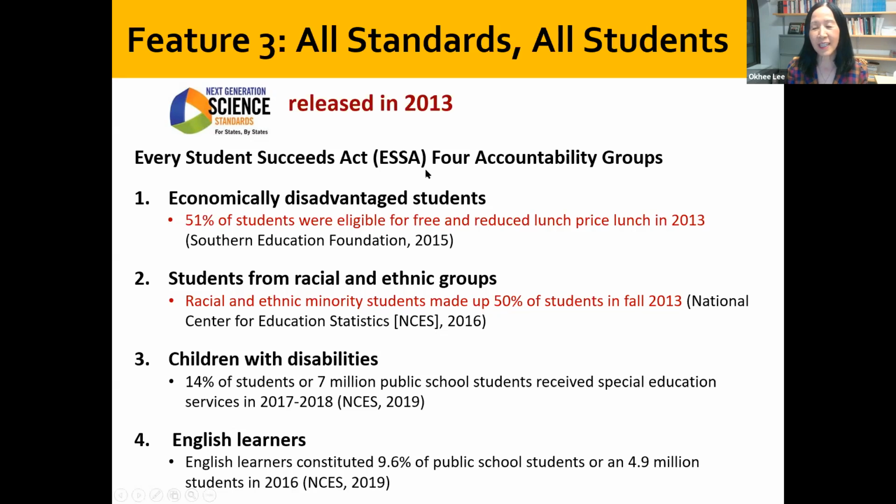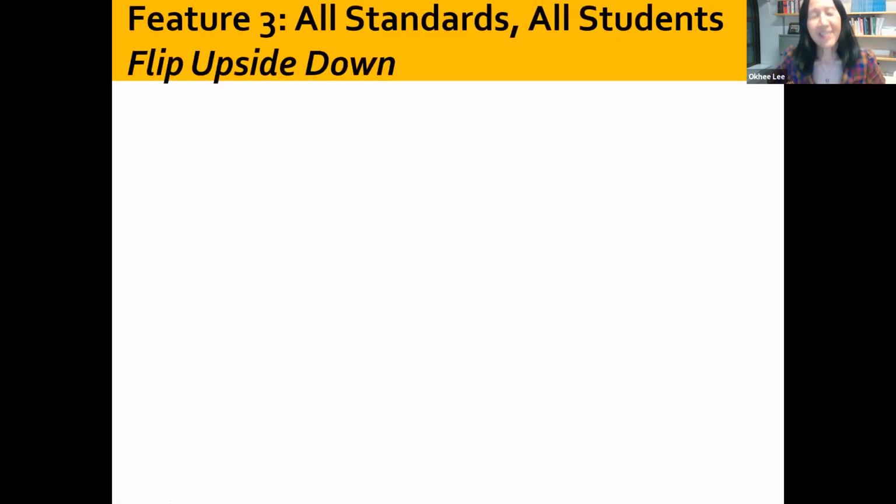Since then, it's almost coincidental that the science standards, NGSS, and the flipping of the student population, where the traditional minority became the majority, happened at about the same time. And then children with disabilities and English learners right now make up about 10%, which is about 5 million students. So we can see that these are all standards, all students. Here is feature 3.